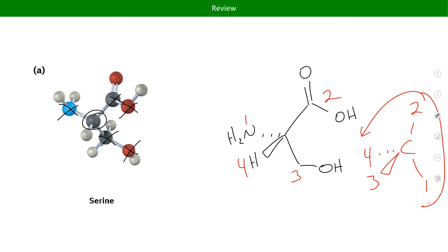So R versus S is tricky for a couple of reasons. One, there's a lot of places to mess up. If you mess up assigning priority, you can do everything else right and you're going to get the wrong answer. And if you just mix up doing the rotations, you could have done everything else right and still get the wrong answer. So definitely something for on the test, it's helpful to show your work so I can see where you went wrong.